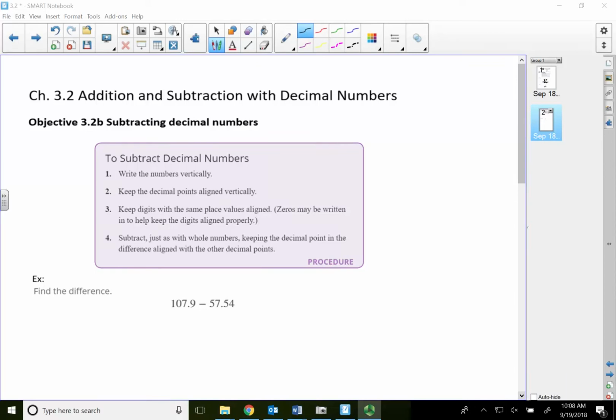Welcome back to Module 3.2. Let's take a look at subtraction of decimal numbers.